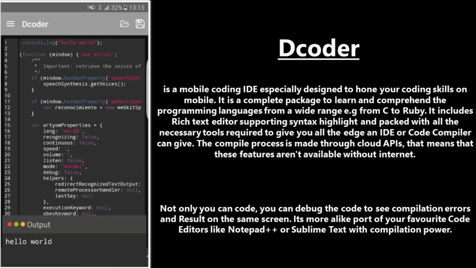Let's dive in. Encoder is a mobile coding IDE especially designed to hone your coding skills on mobile. It is a complete package to learn and comprehend programming languages from a wide range, e.g. from C to Ruby. It includes a rich text editor supporting syntax highlight and packed with all the necessary tools required to give you all the edge an IDE or code compiler can give. The compile process is made through cloud APIs. That means that these features aren't available without internet. Not only can you code, you can debug the code to see compilation errors and results on the same screen. It's more like a port of your favorite code editors like Notepad++ or Sublime Text with compilation power.